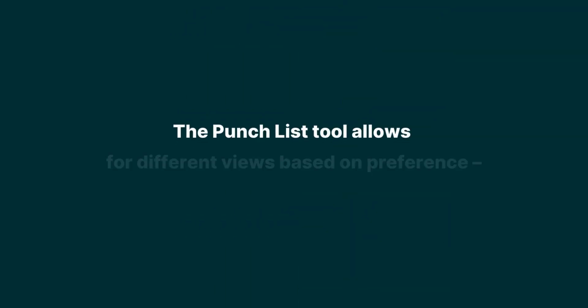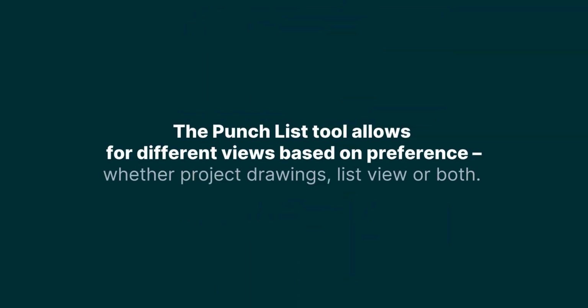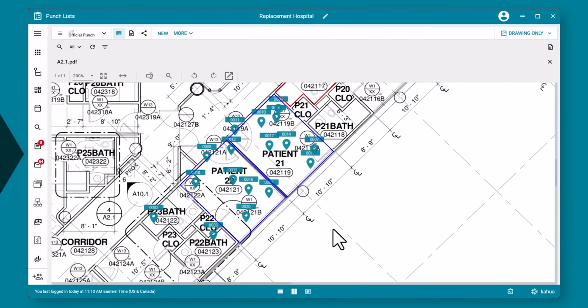The punch list tool allows for different views based on preference, whether project drawings, list view, or both. Let's walk through creating a new punch list working from your computer.